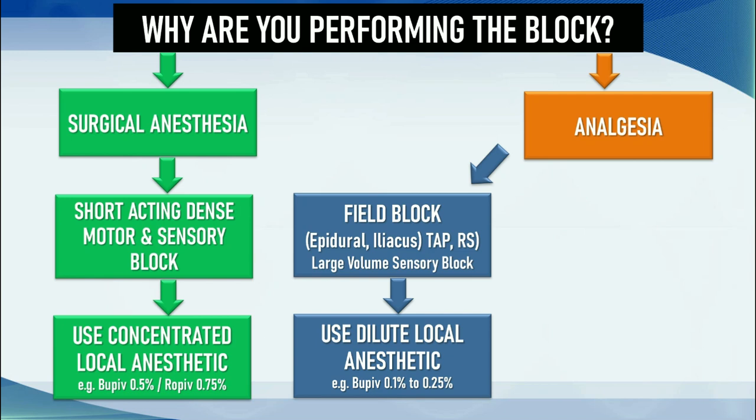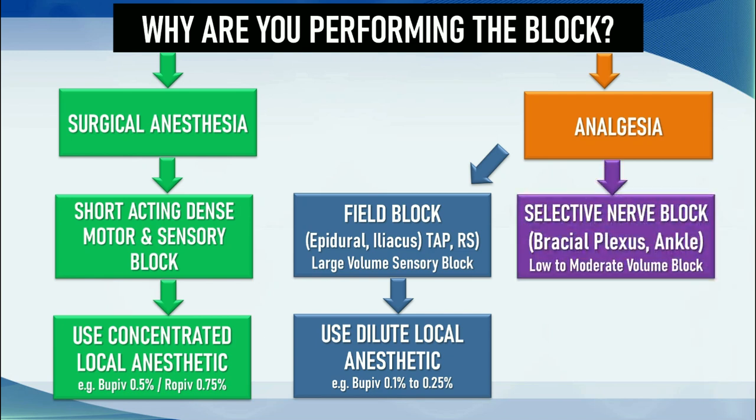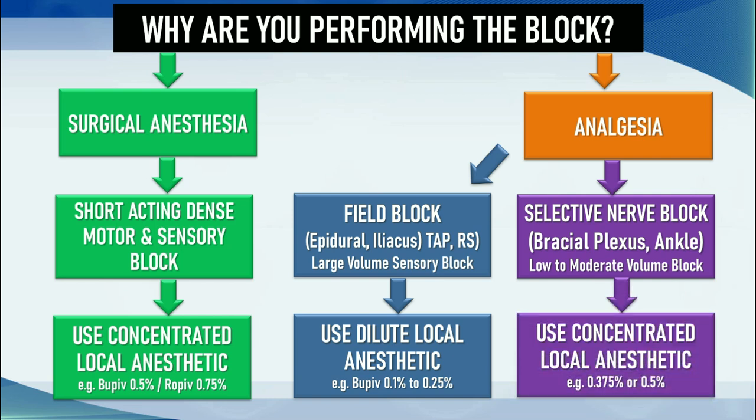Or if you need to do a selective nerve block purely for analgesia, such as a brachial plexus block or an ankle block, low to moderate volumes of local anesthetic are required. In that situation where you're independently picking off nerves, we're going to use concentrated local anesthetic, 0.375% bupivacaine, 0.5% bupivacaine, or 0.75% ropivacaine.